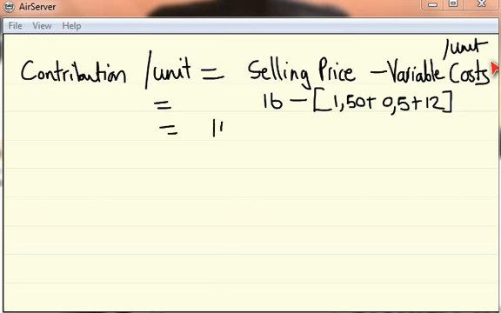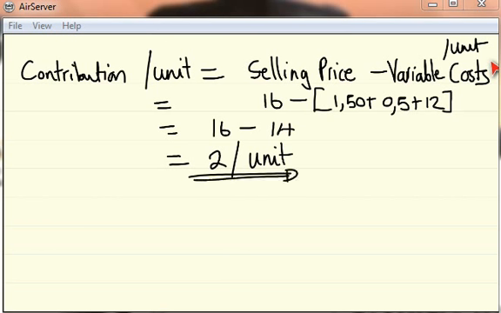So it's 16 minus 14. All right, so that means my contribution per unit is £2 per basket, or per unit in this case. Let me just write per unit, so that should be applicable in every case. So for each basket that this company is going to make, they are going to get £2 per unit in contribution.